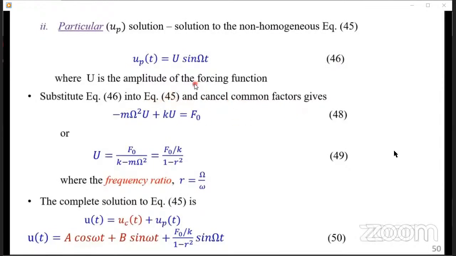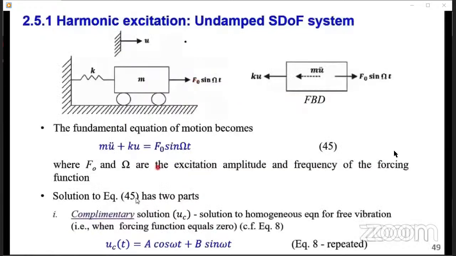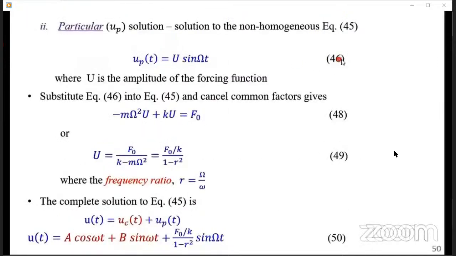Remember we are substituting into equation 45, which has the second derivative of u. So you are going to differentiate equation 46, UP, twice, and then substitute in equation 45. The common factors are this sine omega t, or sine ohm t, so that you are left with equation 48. Now this is just a matter of rearranging. We end up having the amplitude of the forcing function expressed as f naught over k.